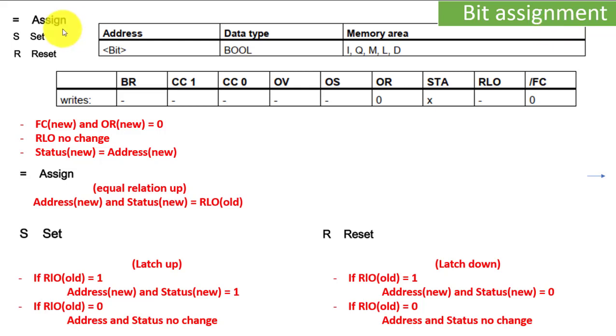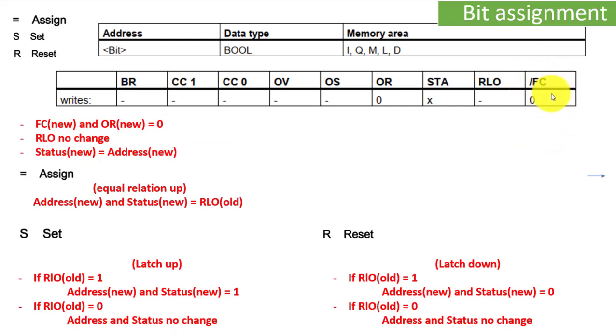The Siemens PLC has three basic assignment instructions: the equal or the assign instruction, and two other latching instructions called set and reset. Now, let's see how these instructions work and how they affect the status word register and the address in front of them. But first let's discuss what those three instructions have in common.